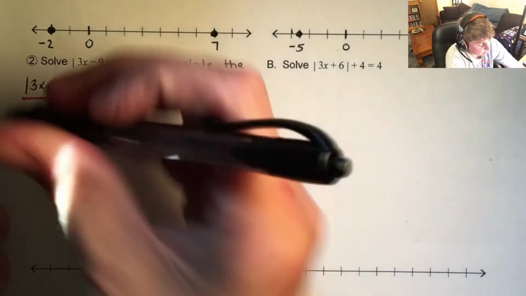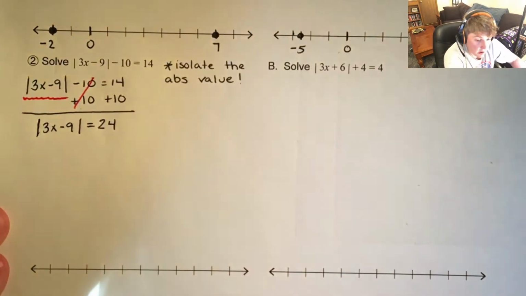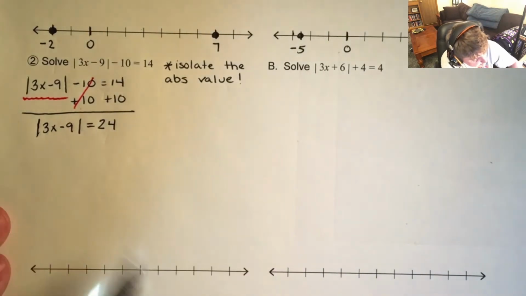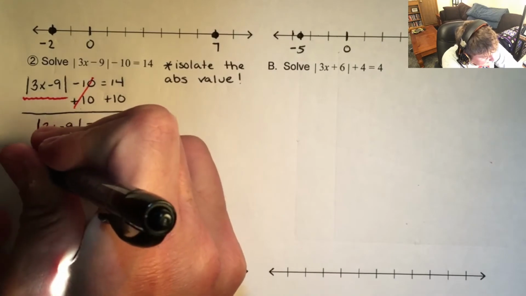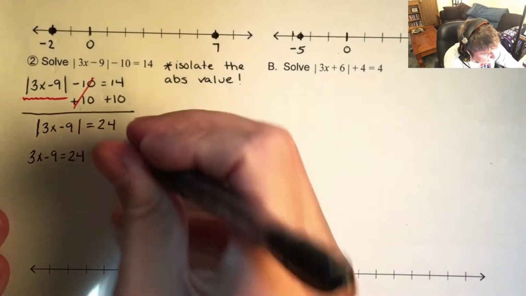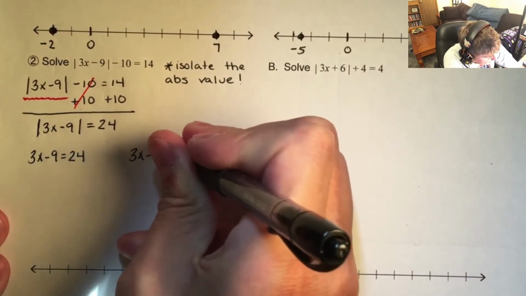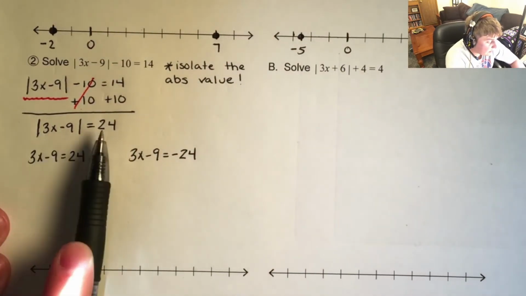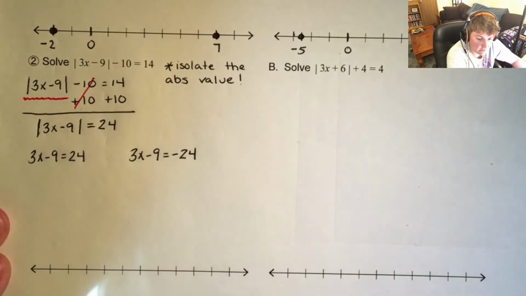Knowing that we know how to solve the problems above, I'm going to go through this pretty quick. Okay, so the first equation we're going to set up is that the inside 3x minus 9 can be equal to positive 24. I also know that the inside 3x minus 9 can also be equal to negative 24. Because when I take the absolute value of 24, it'll be 24. And when I take the absolute value of negative 24, it will be 24.